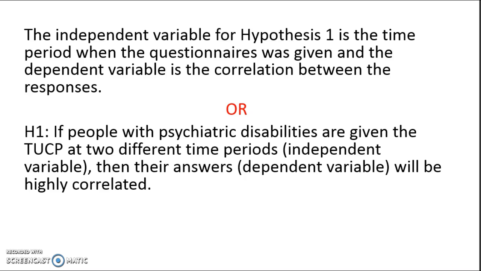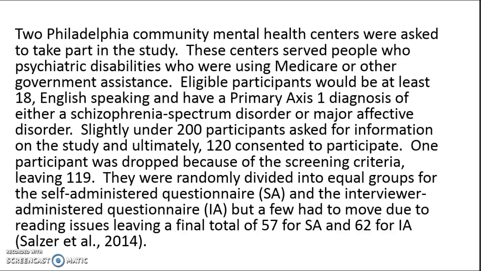Just make sure you're using the magic words and linking them to the specific hypothesis. It is not sufficient to simply give a list of independent and dependent variables without telling the reader how each maps onto the hypothesis. Next, we need to move on to methods.